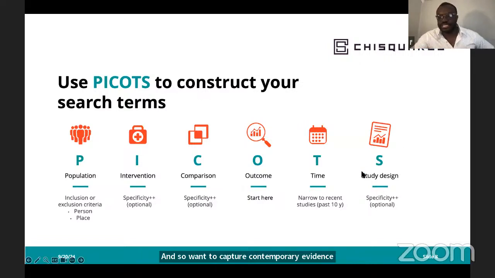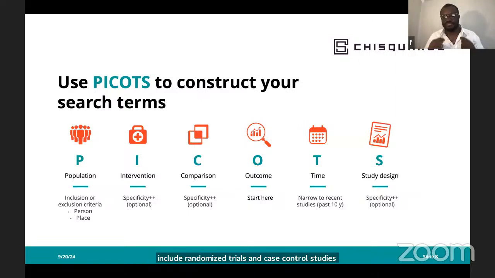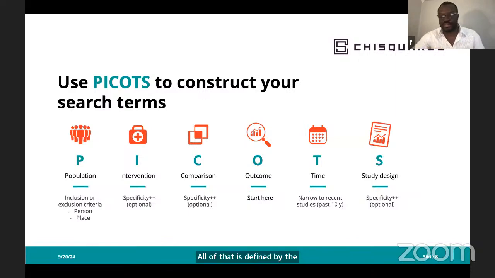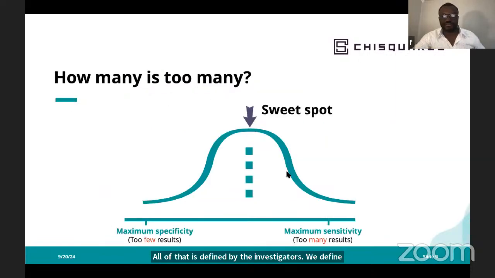And then the study design. A systematic review doesn't necessarily only have to have one type of study design. That was a question someone asked last week. We can include randomized trials and case control studies and cohort studies. All of that is defined by we, the investigators. We define what we want to include in our study, as we mentioned last week.